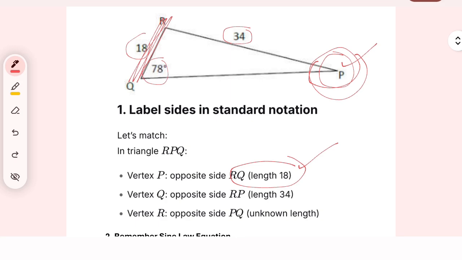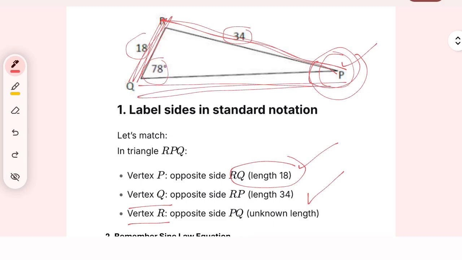For vertex Q, which has an angle of 78, the opposite side is this one, and it has a given length, 34. And finally, for vertex R, or this angle here, which is not known, the opposite side is this side over here. It is not known, so it is an unknown length.